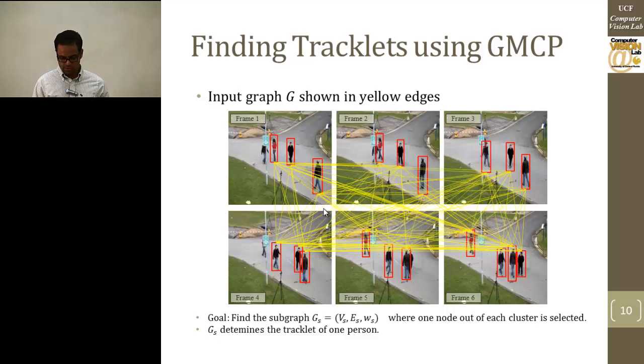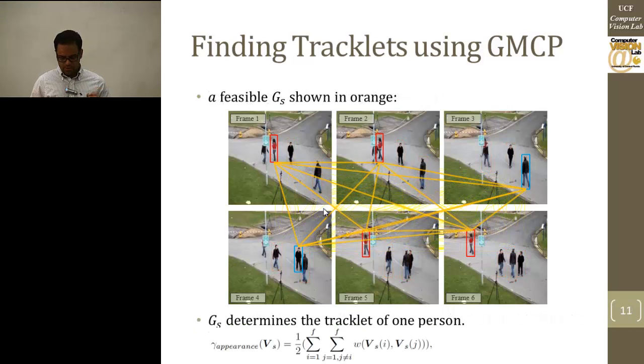So here is what we are trying to do. We want to find a subgraph, one node from each cluster. We define an appearance cost for each subgraph. Here I'm showing a feasible subgraph where from each cluster, or each frame, we have picked one detection, as you can see here. And the appearance cost is defined as the cost of the complete graph they form.